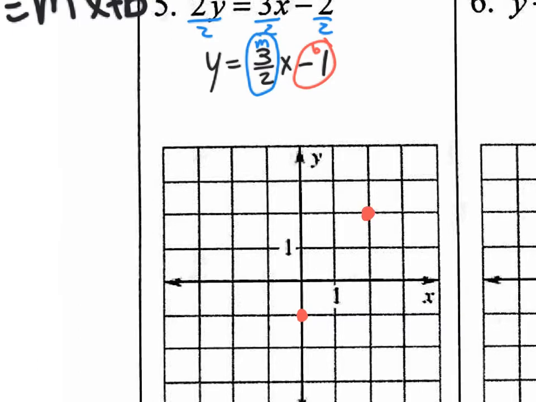And of course, draw your line right through those 2 points. Put arrows on it, and you're done. Okay.